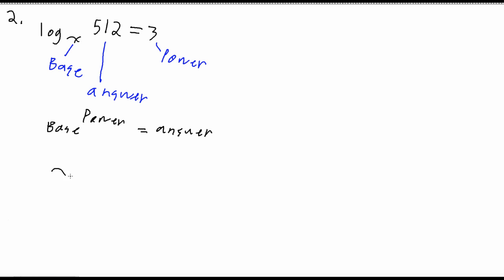So the base is x, as you see up here. The power is 3, as you see up here. And the answer is 512, as you see up here. Now, how do we solve this equation? Well, in the last one, we found the square root of both sides because there was a 2 up here. But now there's a 3, so we need to find the cube root, or the third root, of both sides of the equation if we're going to undo the cube term on this x.